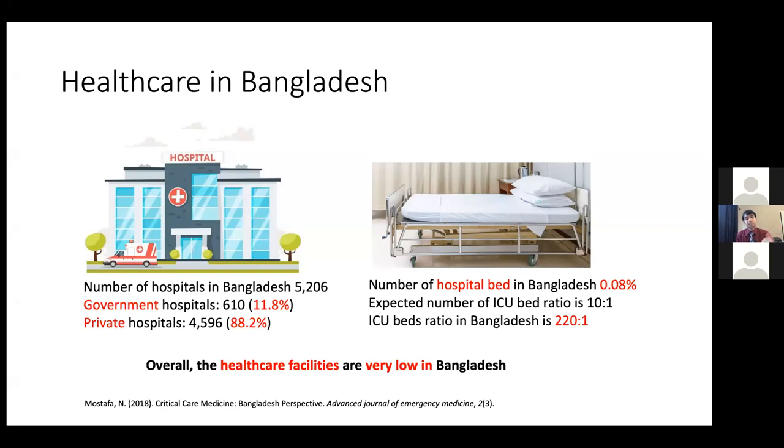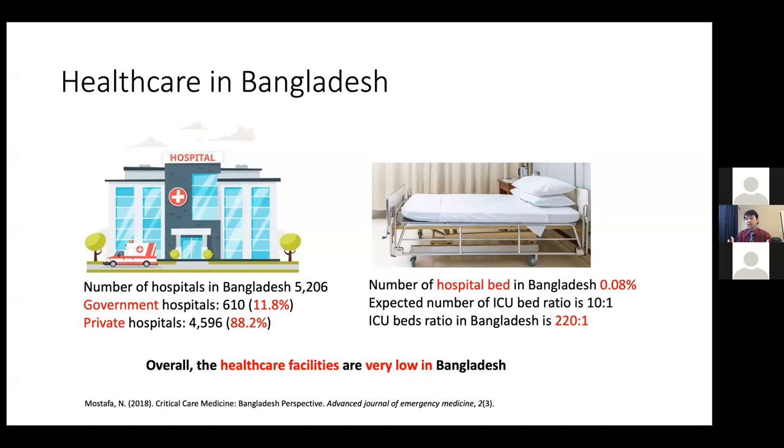88%, more than 88% are private hospitals. And you can imagine private hospitals are so expensive, even if hospitals are there, even I cannot afford that. If I think about my family members, I cannot afford that. It's so expensive. And that's how you see the healthcare access is not possible for many people in Bangladesh and around the world. And now from hospital to hospital bed, if we think about hospital bed, in Bangladesh, hospital bed availability is 0.08%.